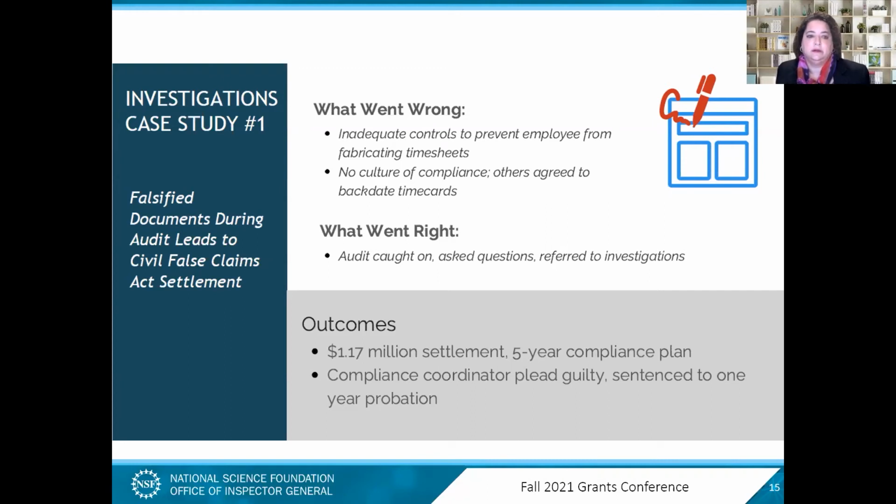Ultimately, we determined that there was $540,000 in question cost. These were primarily salaries and then the fringe benefits and the indirect costs associated with those salaries. We settled for double at $1.7 million and a settlement including a 5-year compliance plan. The university compliance coordinator pled guilty to 1 count of official certificate or writings for knowingly making or giving a certification she knew to be false, and she was sentenced to 1 year probation. She was not charged with a felony because she didn't actually benefit from the scheme. She did not steal money for her own use.